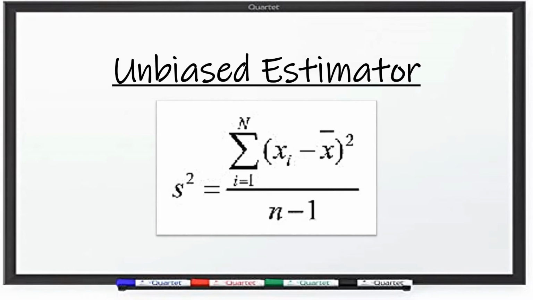If a sample variance is calculated using a divisor of n, then it will be smaller than the population variance. There can be many unbiased estimators. To choose among the unbiased estimators, we look at the efficiency.